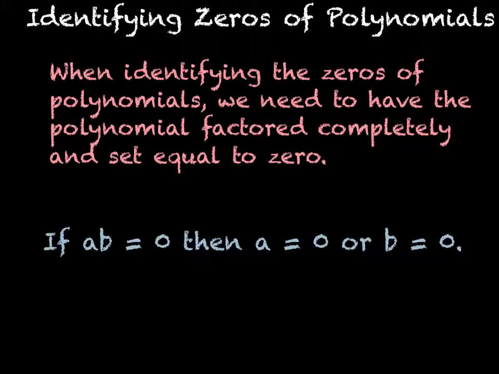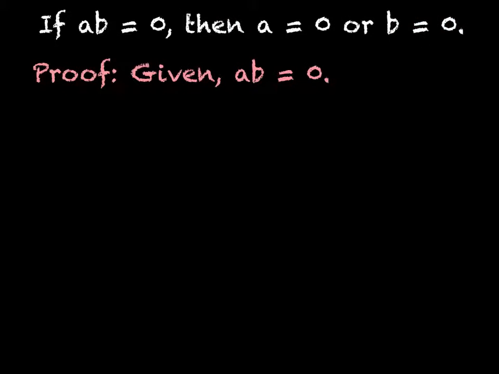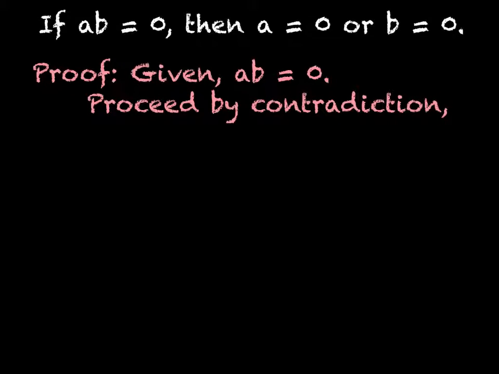And now we're going to actually do the proof of that. It's a pretty basic proof. In the proof of if AB equals 0, then A equals 0 or B equals 0, we're going to start with what we are given. We are given that AB equals 0. Then we will proceed by contradiction. So we have to figure out what the opposite of our then statement is.